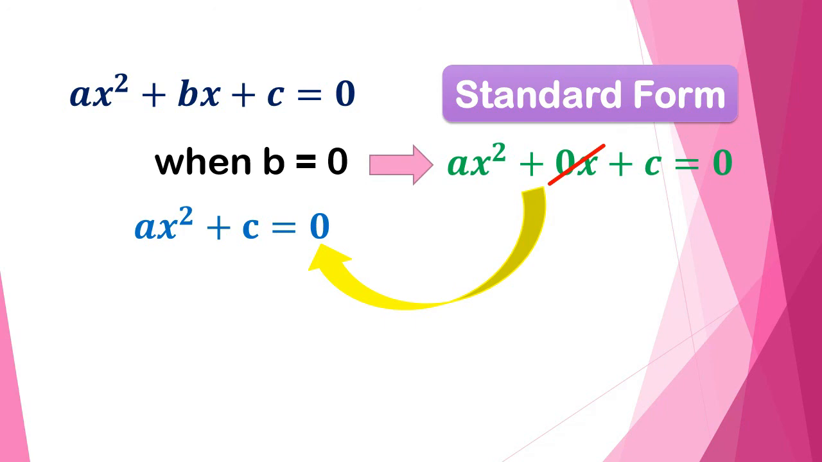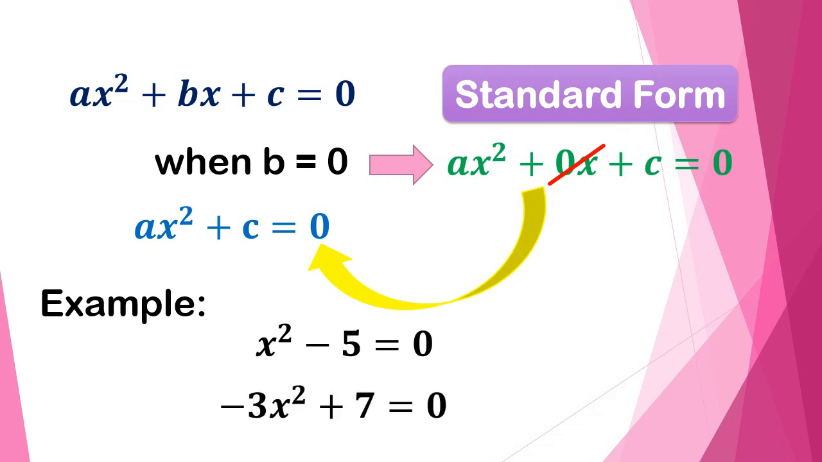Now, for you to easily understand this formula, I have here an example. x squared minus 5 is equal to 0. Let's identify the value for a. The value for a here is 1 since we have here x squared, so meron siyang value ng a which is 1 dahil meron siyang imaginary 1 na coefficient. The value for b here is 0 and the value for c is negative 5.